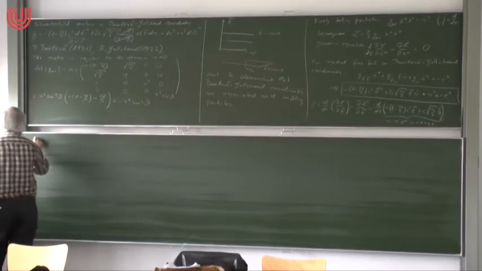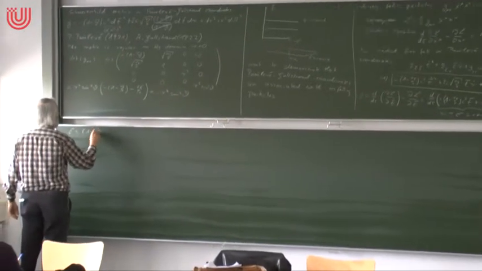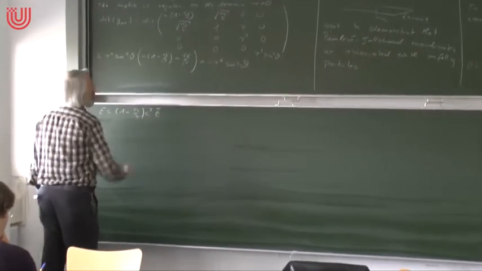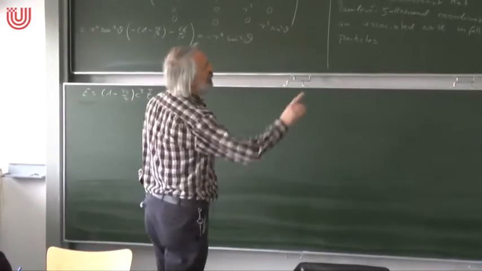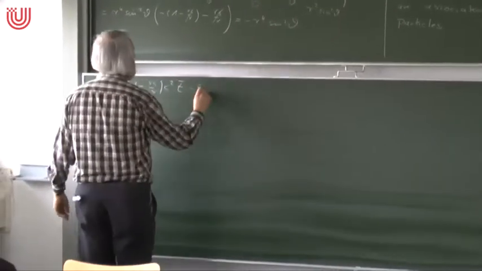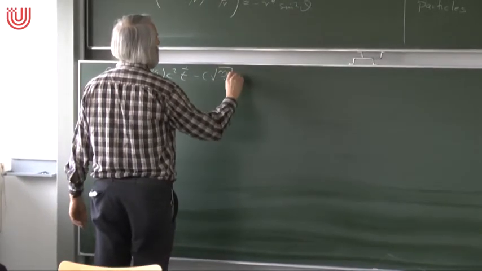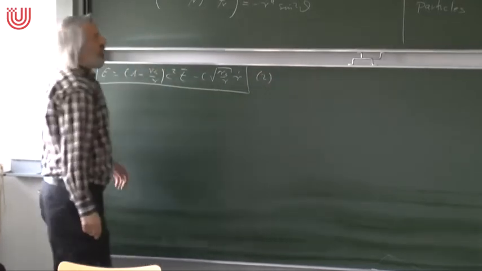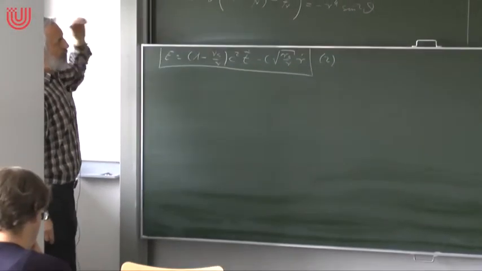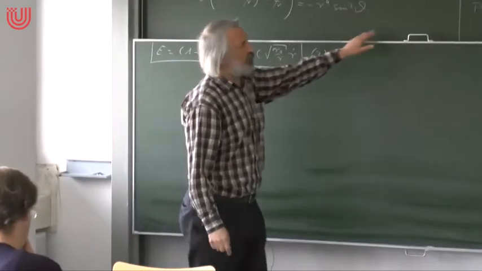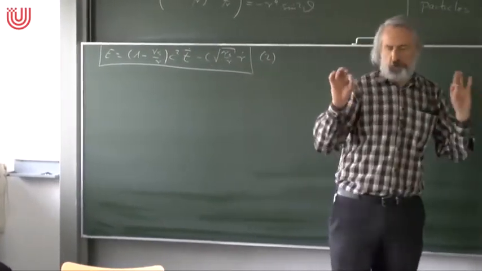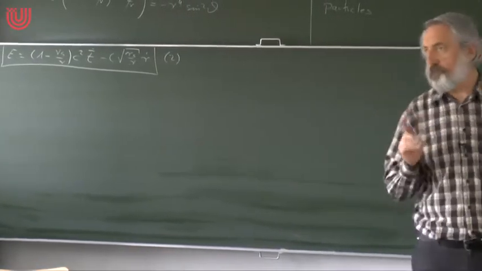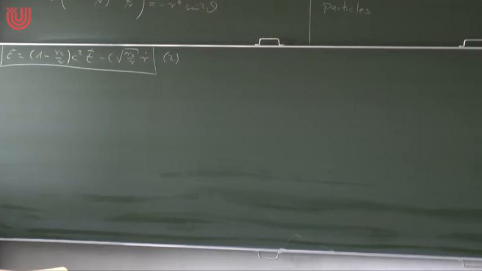So the second equation is E is 1 minus Rs over R, C squared, t bar dot, and then minus C square root Rs over R, r dot. So that is equation 2. So 1 and 2 would determine r dot and t bar dot. So this would determine my path of the particles up to an initial condition if I knew E. So I have to fix the E in order to fix the path uniquely.